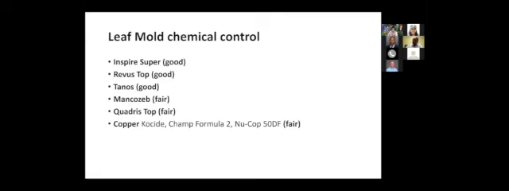Chemical control: Inspire Super good, Revus Top good, Tanos good, Magazine fair, Quadris Top fair, and your coppers are fair. But the problem in greenhouses is that poor sanitation as a rule leads to this problem year after year.